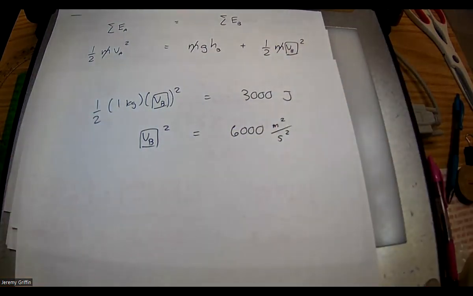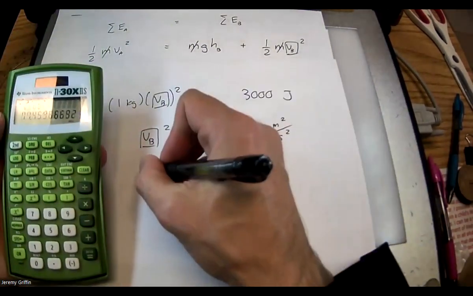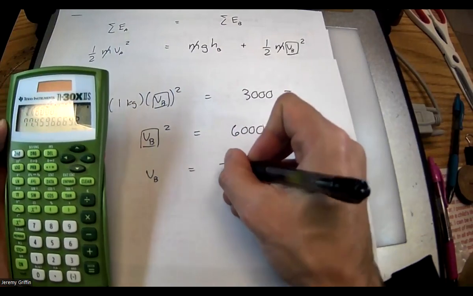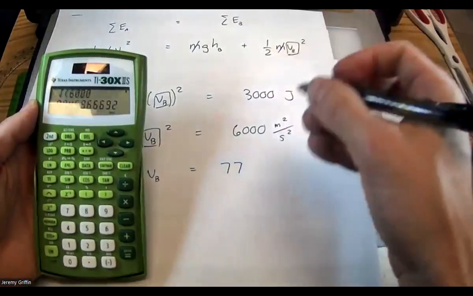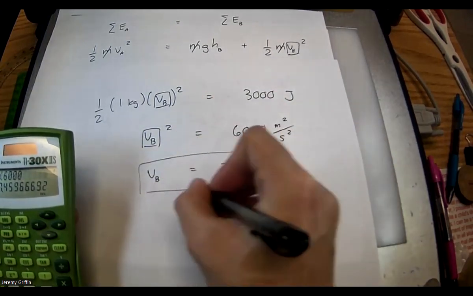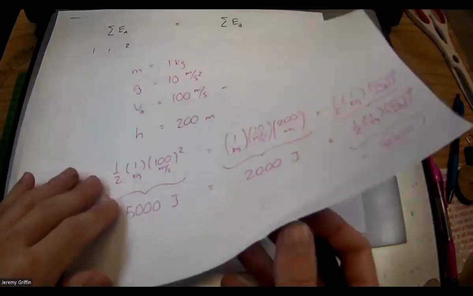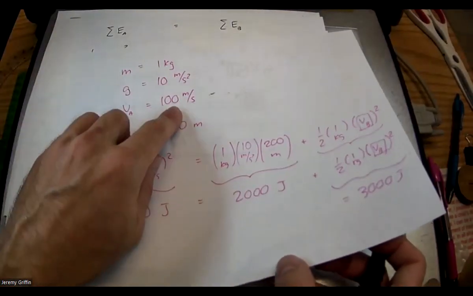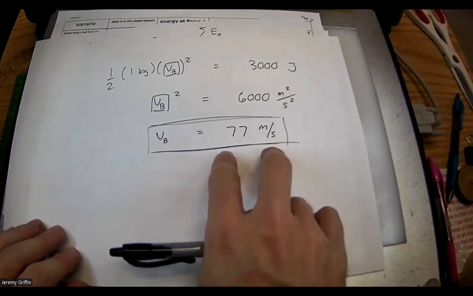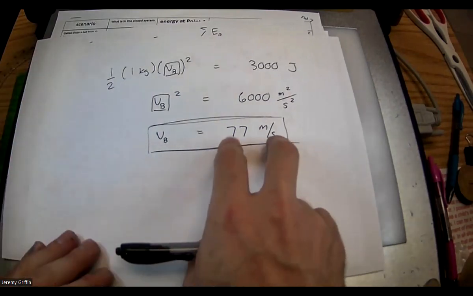Last step, what's the square root of 6,000? So the speed at point B is 77.4 something, I'll call it 77 meters per second. There you go. Remember that I said this cannonball was blasted at like 100 meters per second. I just made up a number. As it's moving upwards, it's slowing down. And when it's gone 200 meters high, regardless of the angle that it went at, it's going this fast.